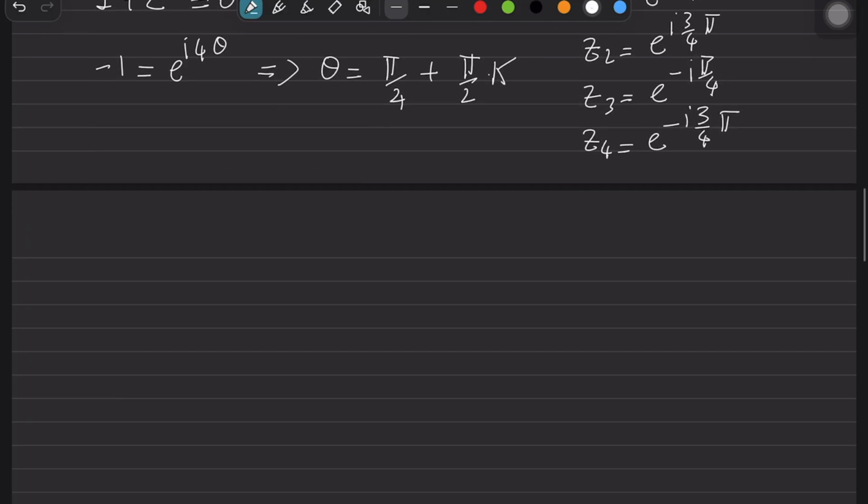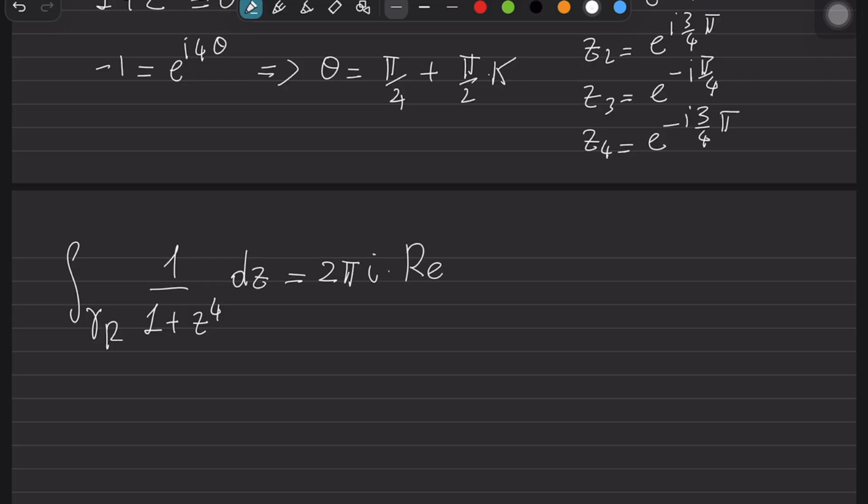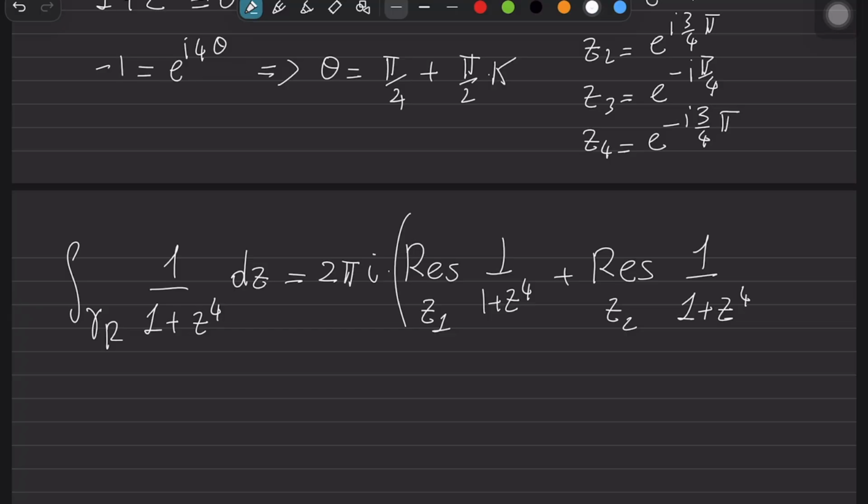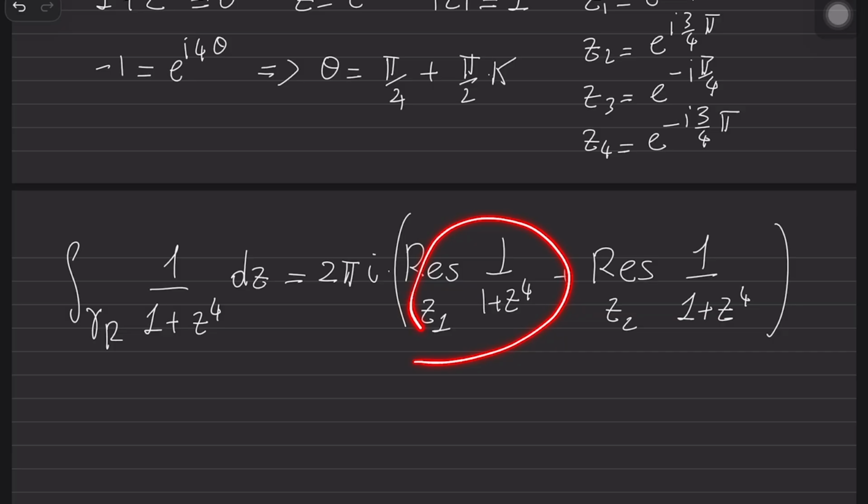I know now that the integral over gamma r of 1 over 1 plus z to the power 4 dz is equal to 2 pi i times the residue of the function at z1, so 1 over 1 plus z to the power 4, plus the residue at z2 of 1 over 1 plus z to the power 4. Great. So let's compute these two residues right now.